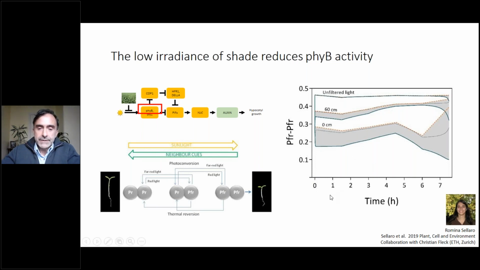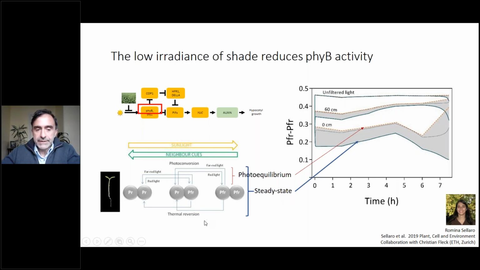For each one of these cases, we can see two lines defining an area here. The upper line is for the photoequilibrium, that is to say the proportion of PFR established just by these photoconversion reactions. And down here we have the steady state, which is the level of PFR established if we also take into account thermal reversion. So when we look at what happens at the top of the canopy where there is a lot of light, there isn't much of a difference between photoequilibrium and steady state. Well, maybe a little bit at the end of the day, but nothing else.